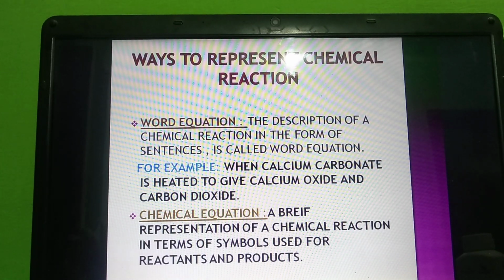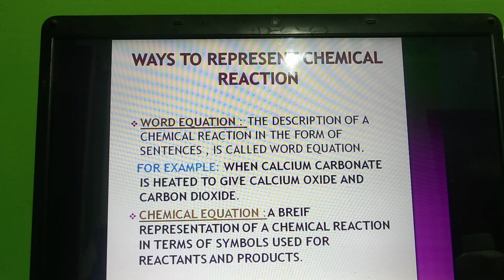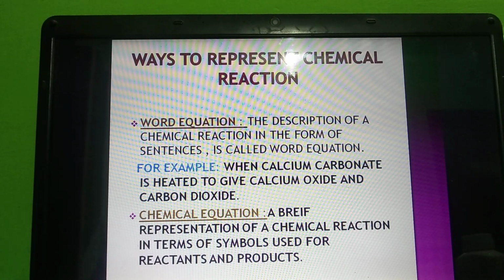Now students, we are going to learn ways to represent chemical reactions. There are basically two ways to represent a chemical reaction. First is the word equation, second is the chemical equation. Let us understand one by one.